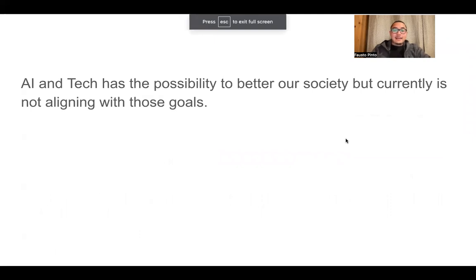So AI and tech has a possibility to better our society, but currently it's not aligning to the goals. Think about all the positive things that could happen with AI and tech, but it's being used for censorship and social control, and it's not being put to its best use now. I think one of the big things was, like I said, in 2016, when this stuff was first coming out, AI, we're going to have mobile drones delivering food, and Amazon, we're going to have those self-driving cars. We're still waiting for self-driving cars, and apparently they're not going to be out for 10 years.